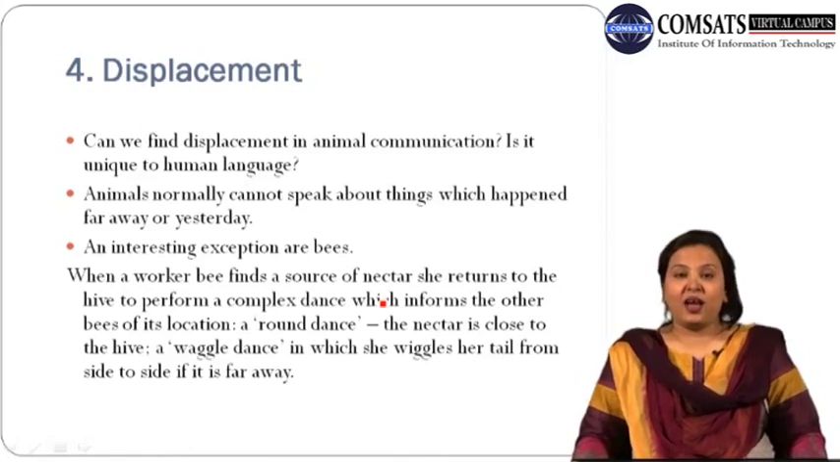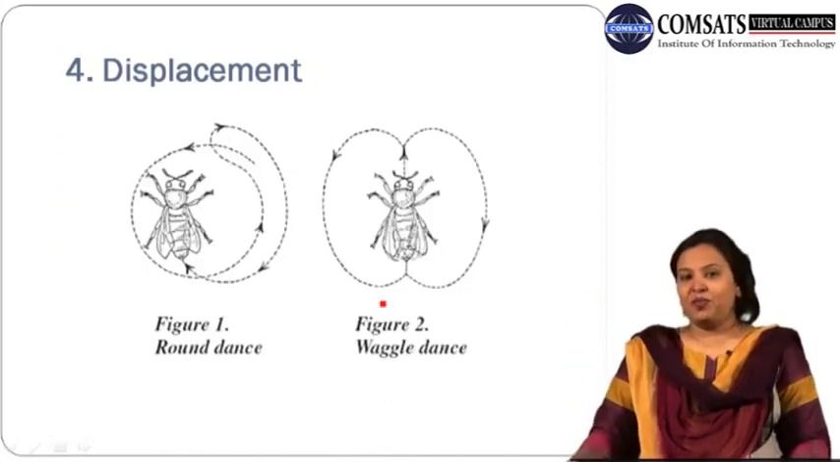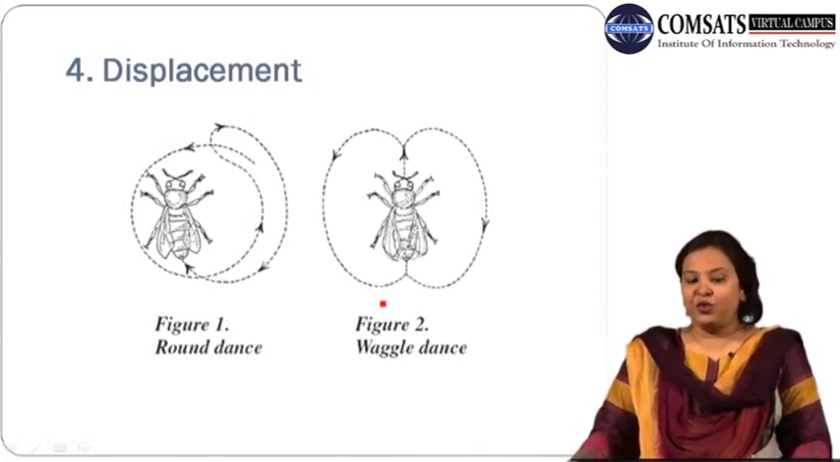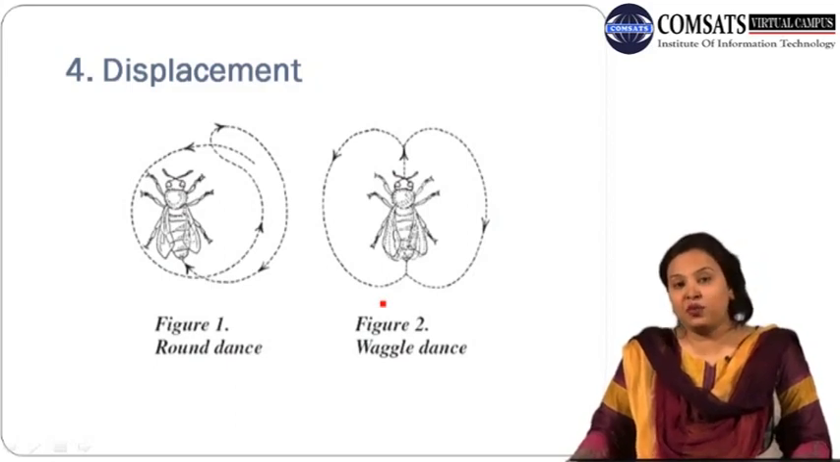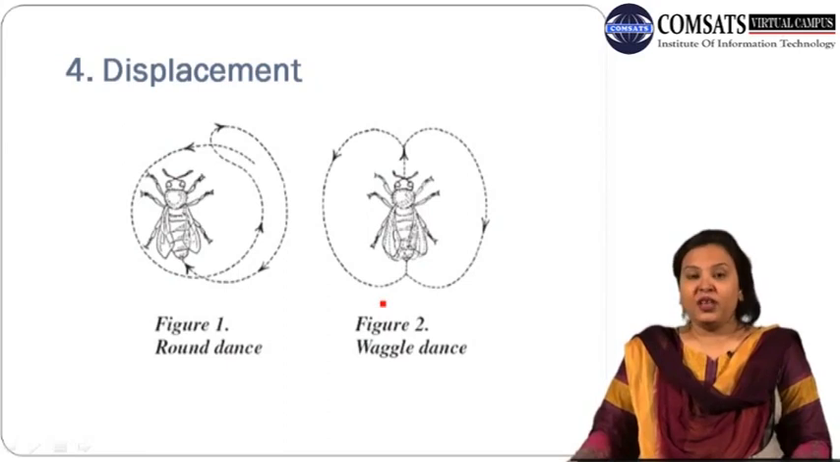So this way, they are having two different kinds of dances to convey two different kinds of meanings, which are interestingly understood by their members. You can observe with the help of this picture. Look at the two different types of movements made by the bees. Figure 1, round dance, when they are moving their bodies in a round shape. And in the second figure, you can see that they are having a waggle dance. Both pictures make it clear that these are two different types of movements and two different types of dances. And interestingly, both movements convey two different meanings.